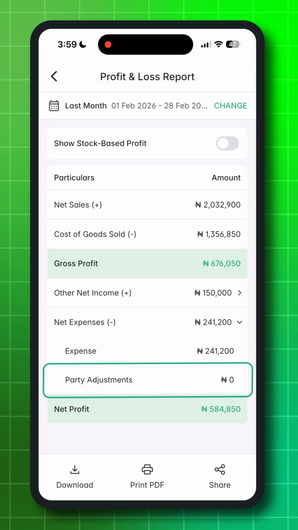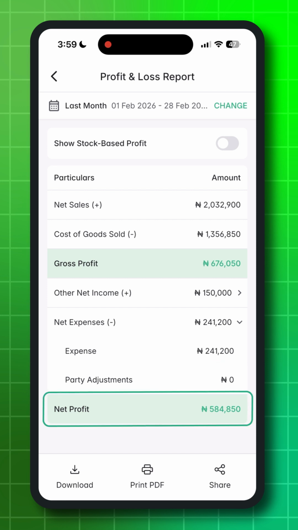Finally, you will see net profit. This is the final result. It is calculated after adding gross profit, adding other income, and subtracting all expenses. If the number is positive, your business made a profit. If the number is negative, your business made a loss. This is the most important number in the report.